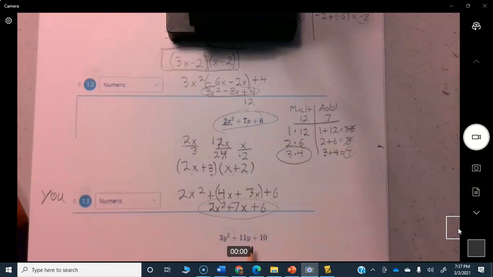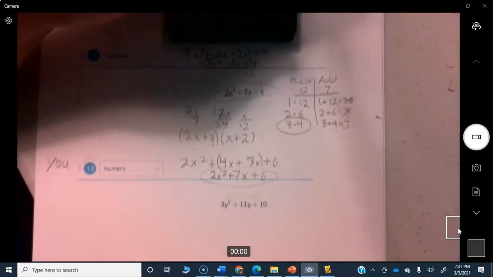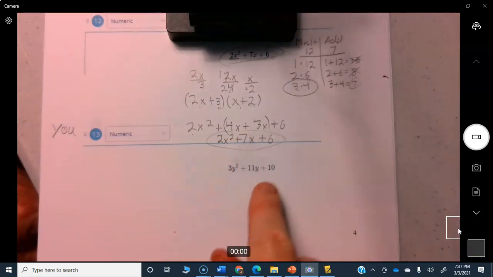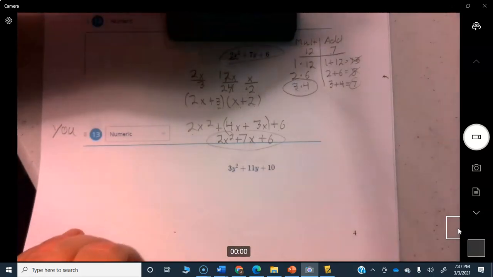This one's exactly the same as the previous two. Doesn't have any negative signs to trick you. So go ahead and do it exactly the way that the previous two were done, and check your own work by FOILing it back out and seeing if you end up with the original equation. So I'm going to leave that one for you. Let's go ahead and move on.